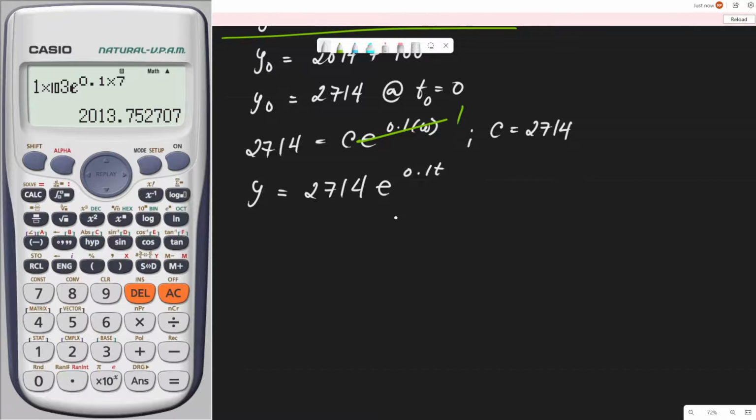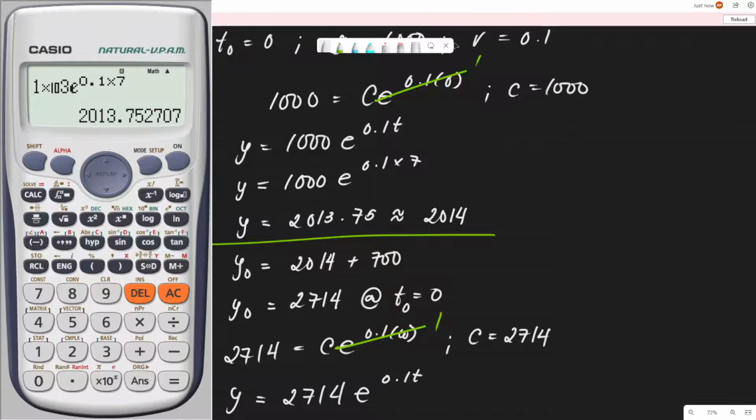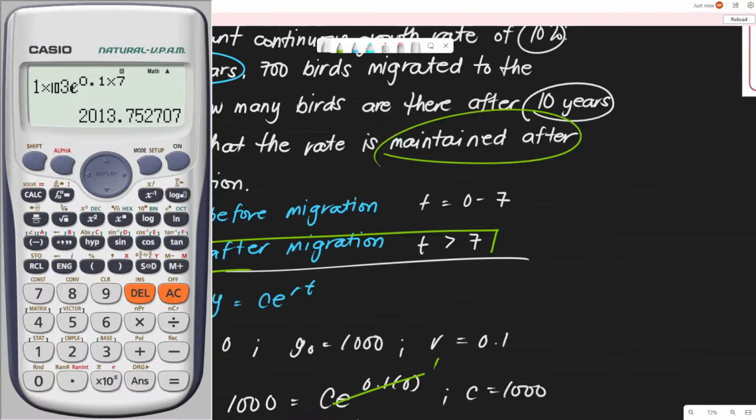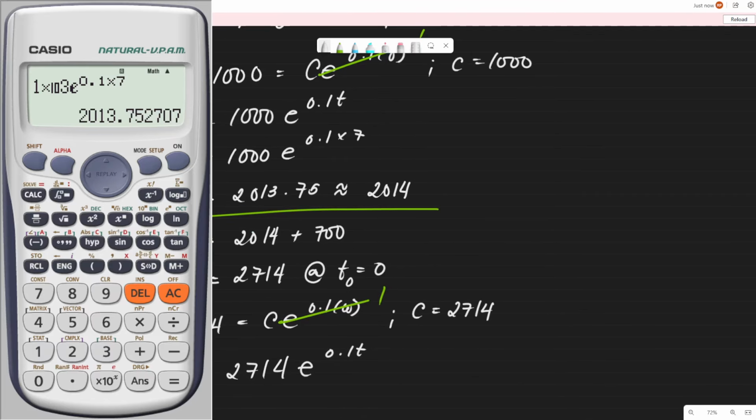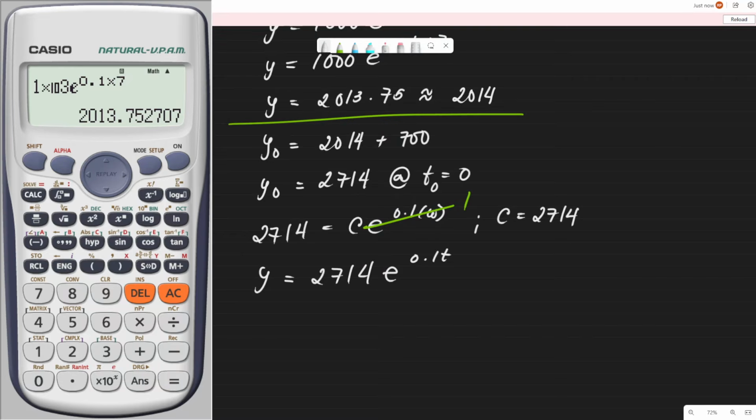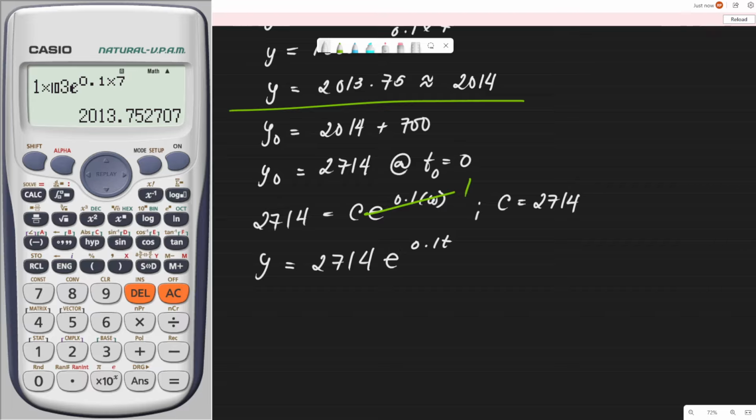Ano ulit yung problem? Ito na, last part na tayo, no? What is the number of birds or how many birds are there after 10 years? The migration happens 7 years after the start. So hindi mo rin ilalagay na 10 years to. Bakit? Magiging 17 years yung computed mo. So instead, isusubtract mo yung tinatanong dun sa reference time, 'di ba? Nitong part na to, which is after 7 years.